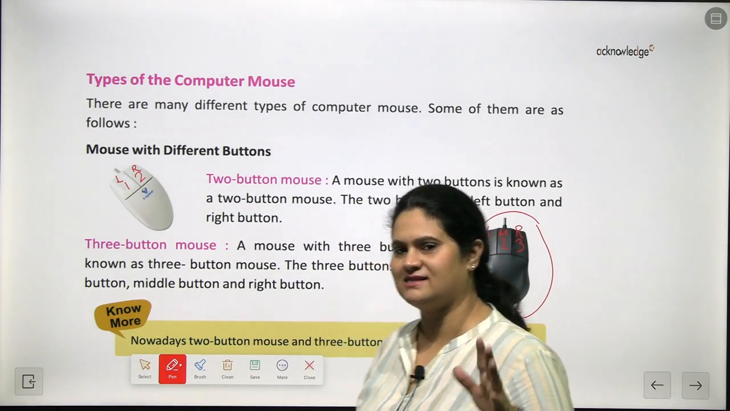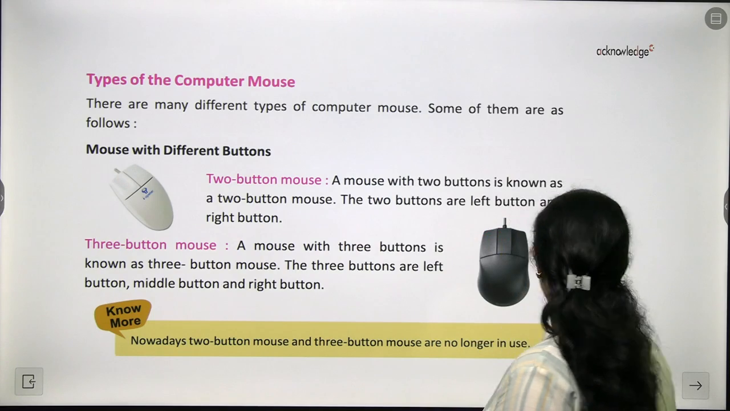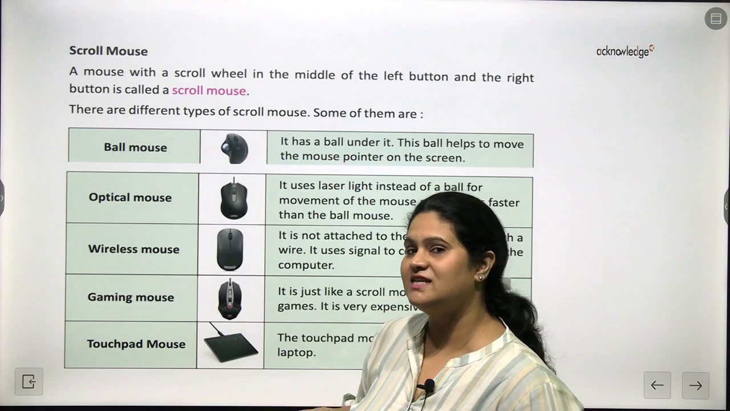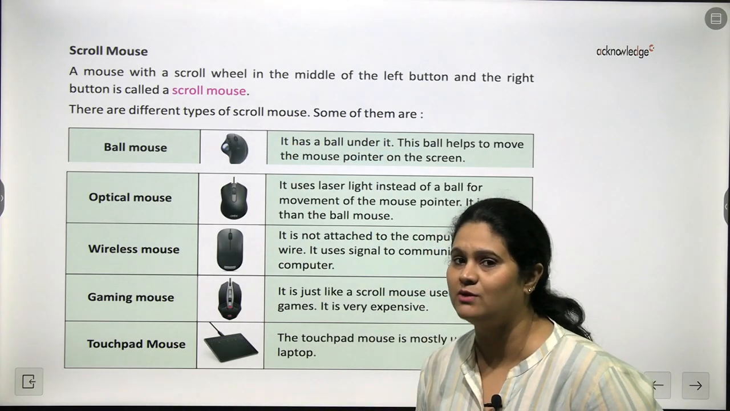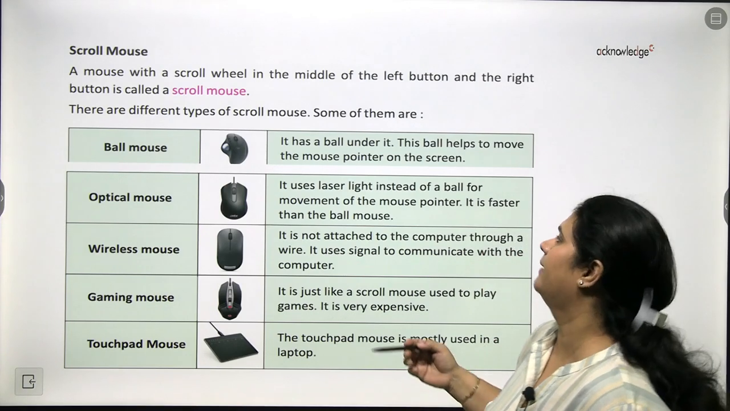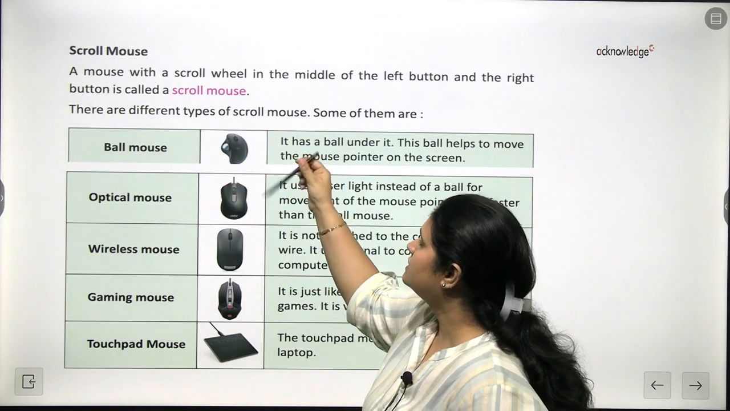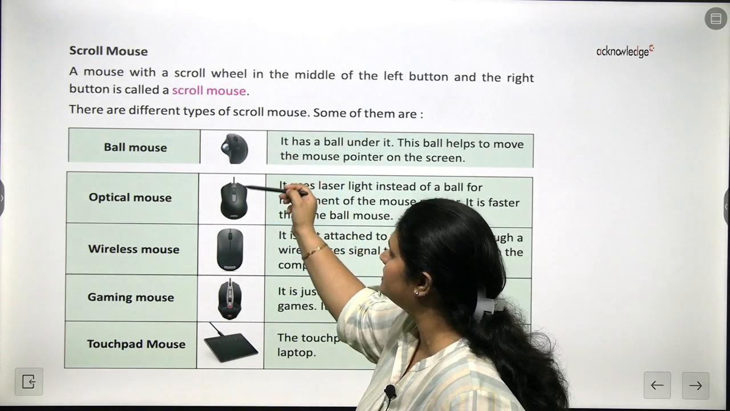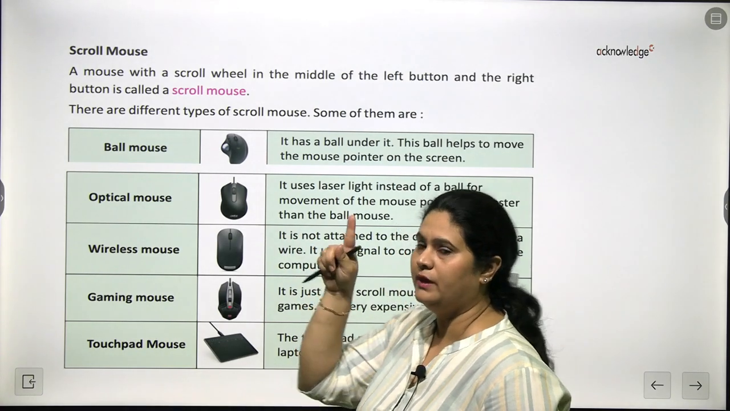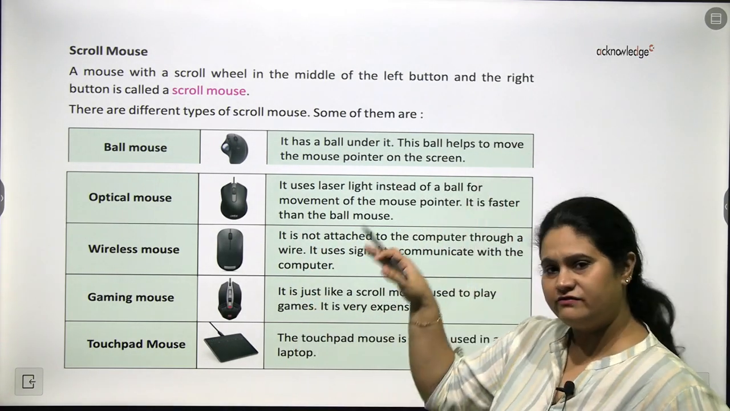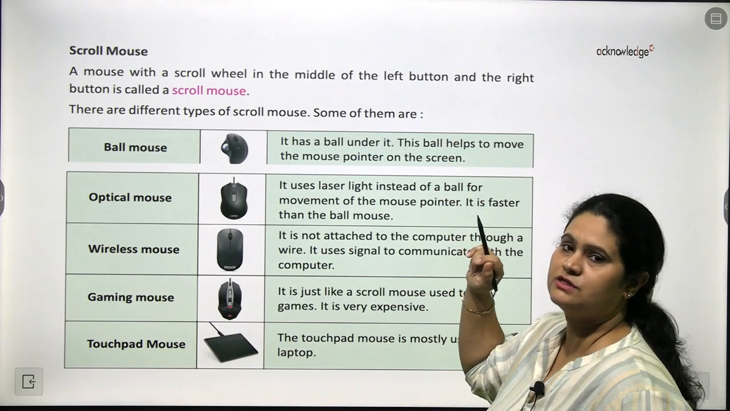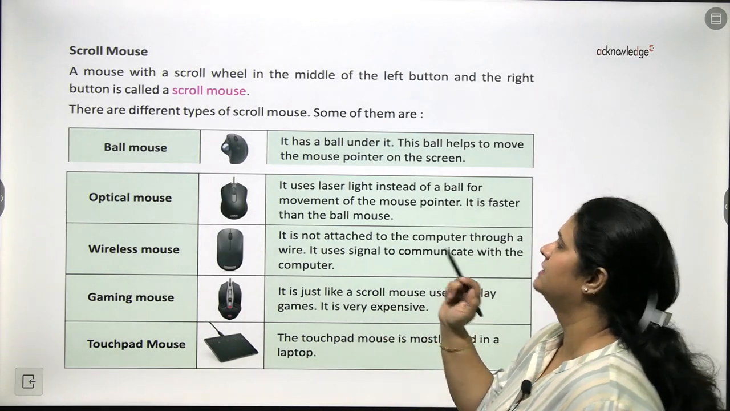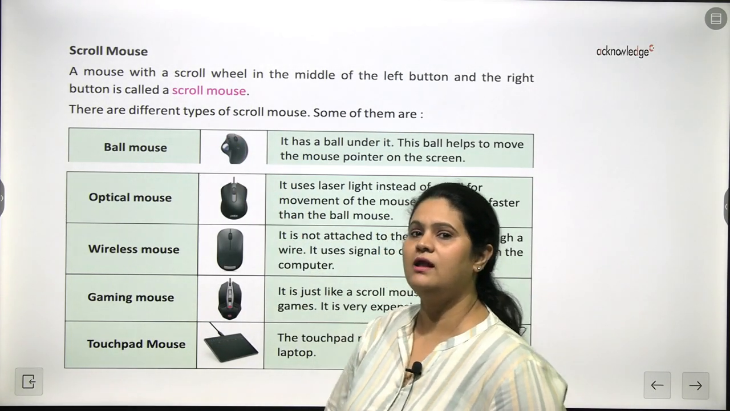What do we use these days? Let's see. So we use a scroll mouse these days. What is a scroll mouse? Let's study about it. A mouse with a scroll wheel in the middle, like you can see over here. All these mouses have a scroll wheel in the middle of the left button and the right button. So such a mouse that has a scroll wheel in between the 2 buttons is known as a scroll mouse.